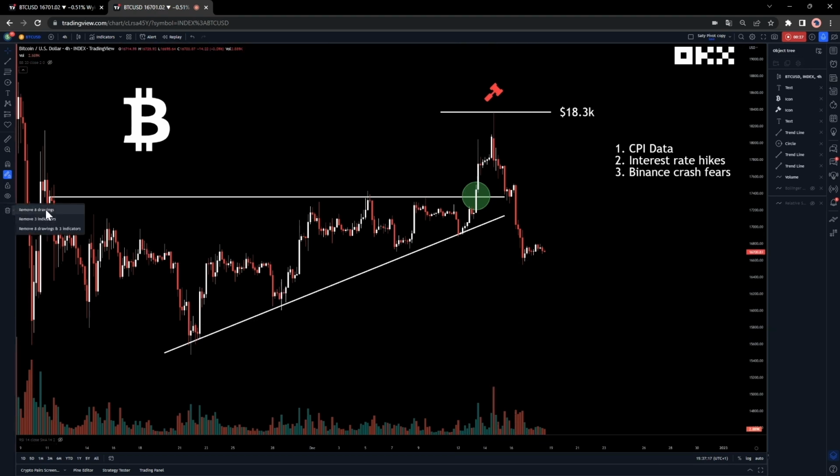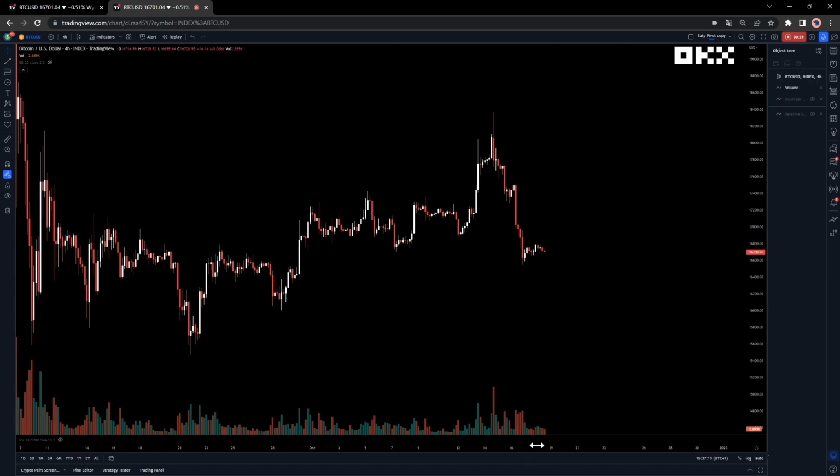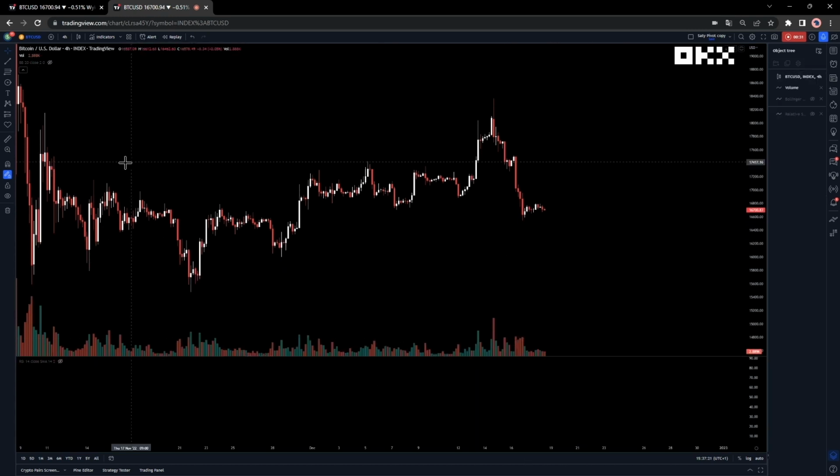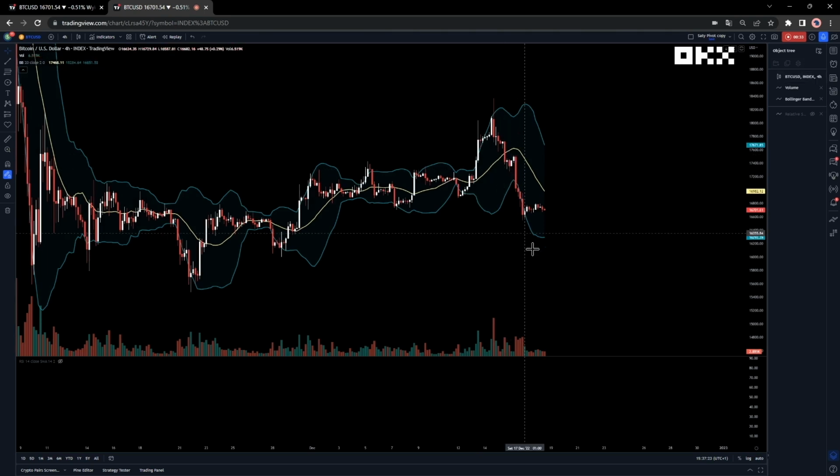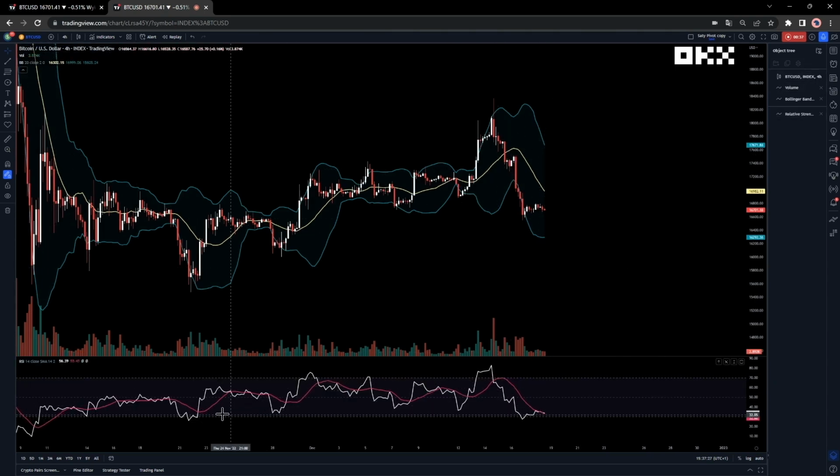For this, I'm going to clear all my drawings, and we are going to look at the 4-hour chart with RSI and the Bollinger Bands. What we can see here is similar to what was happening on the 21st of November. We saw the RSI dropping to the oversold zone, meaning below 30, and from there, we saw a reversal that put Bitcoin into this slight uptrend. So how is the situation now?